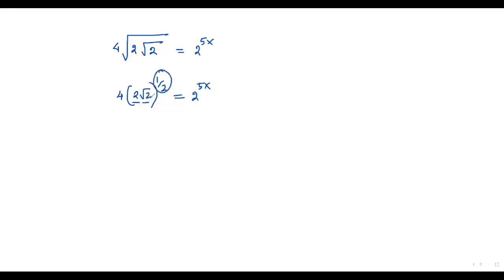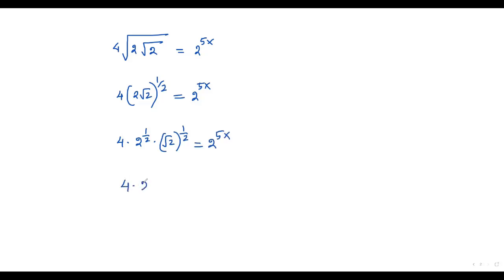So whenever two values are multiplied and we have a common exponent, the exponent can be distributed to each value and multiply them. So let me do that. So 4 times (2^(1/2) times √2)^(1/2) equals 2^(5x).